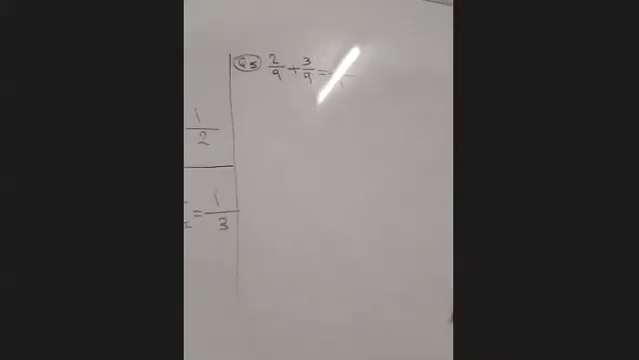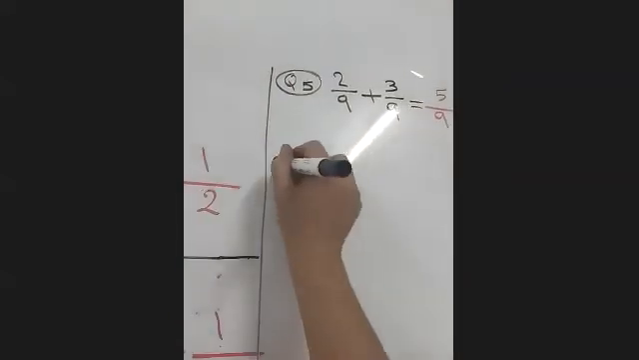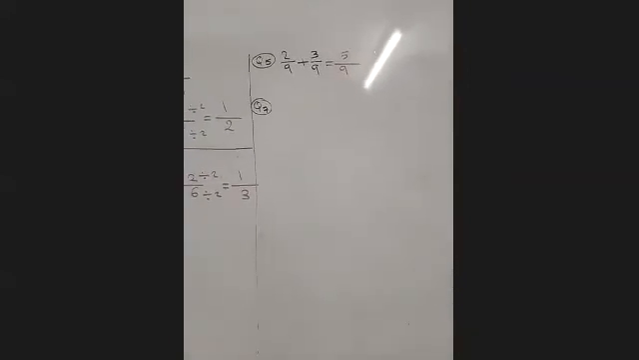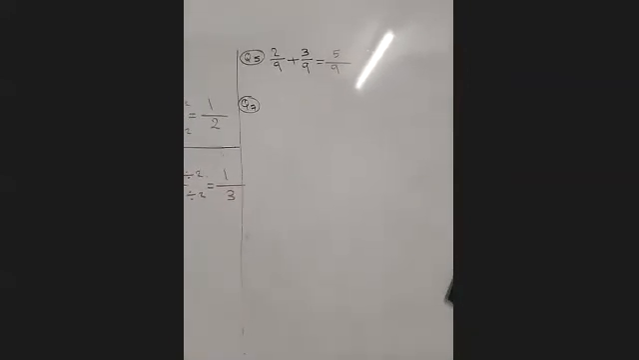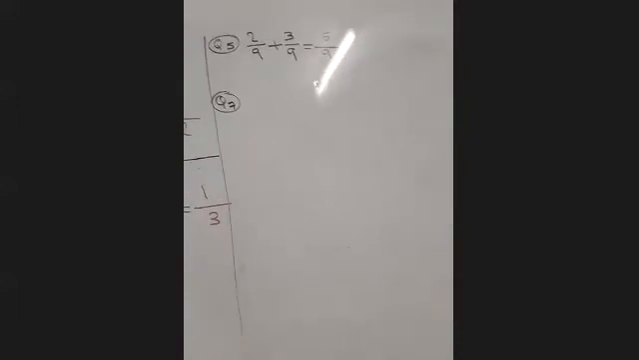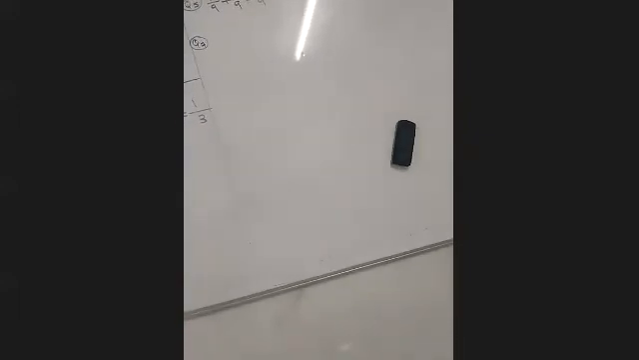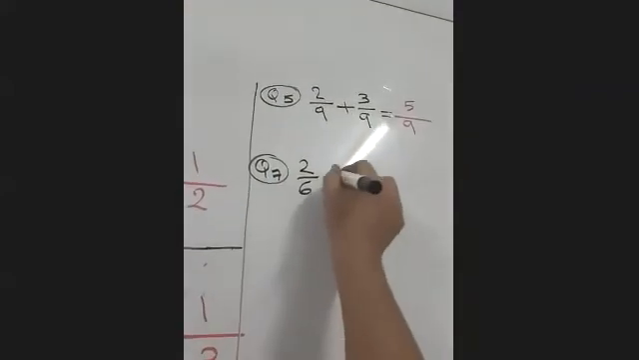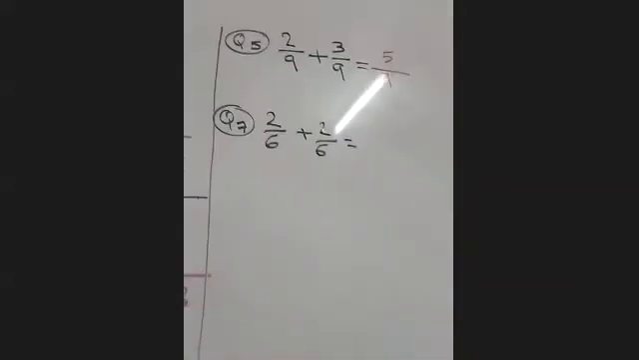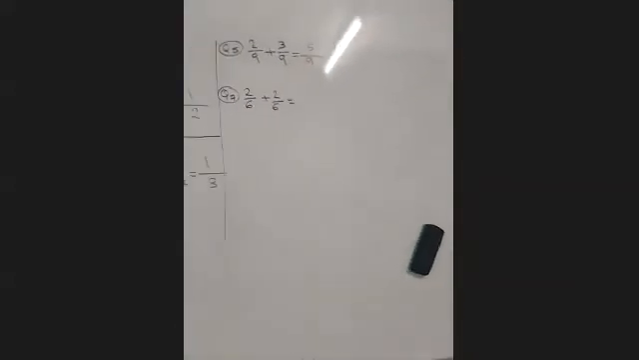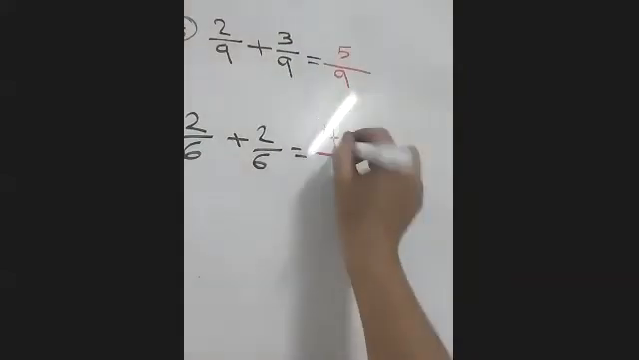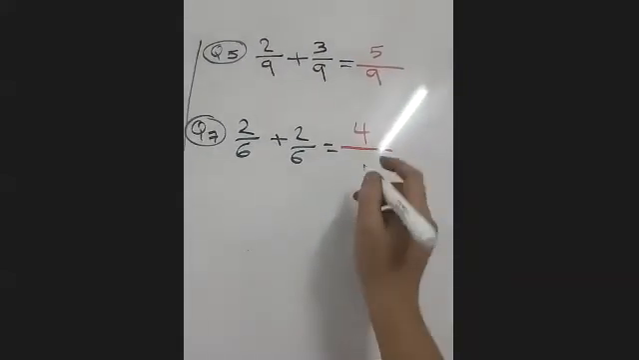Question 7, guys. Read: 2 over 6 plus 2 over 6. What will we do? We add the numerators, so it will be 4, and we take one denominator, 6.